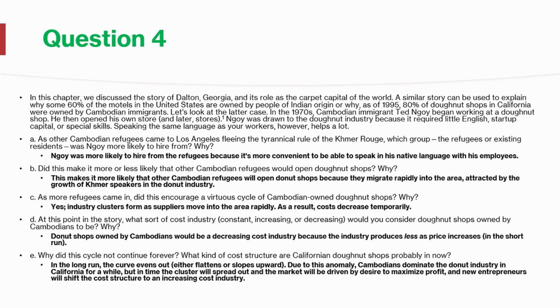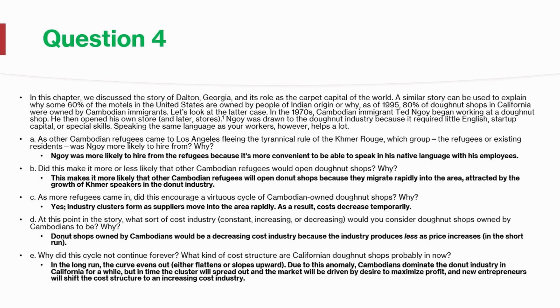Okay, part E. The cycle does not continue forever because no decreasing cost industry can be economically viable in the long term. In the end, it either flattens out or slopes upward depending on the nature of the good that they're selling. So Cambodians will dominate the donut industry for a while, but eventually the cluster spreads out and the market will be driven by the desire to maximize profit. New entrepreneurs come in and it basically evens out.